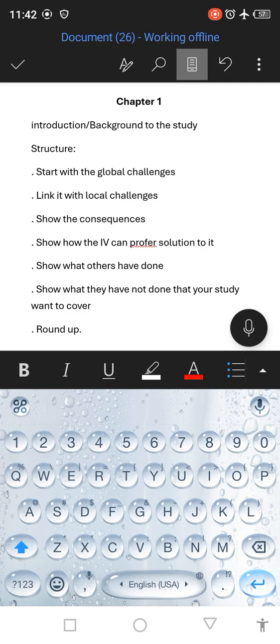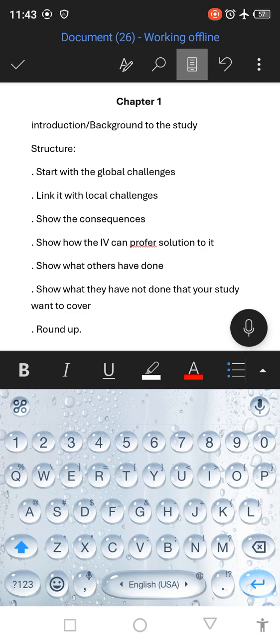Now, if you want to write the introduction of your work, the first thing is to start writing by revealing what the global challenges are concerning your topic. And when I say topic, this time around, if you could recall from our previous videos, our topic is made up of two variables, which are the independent variable and the dependent variable.